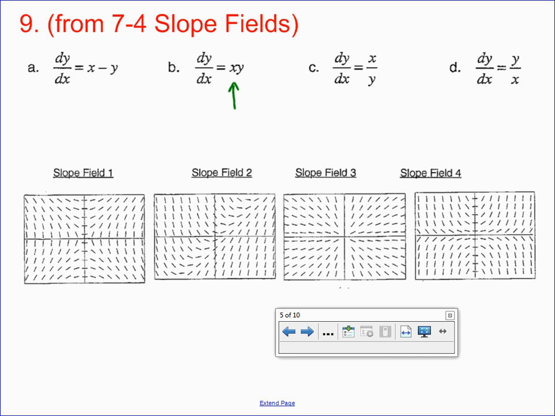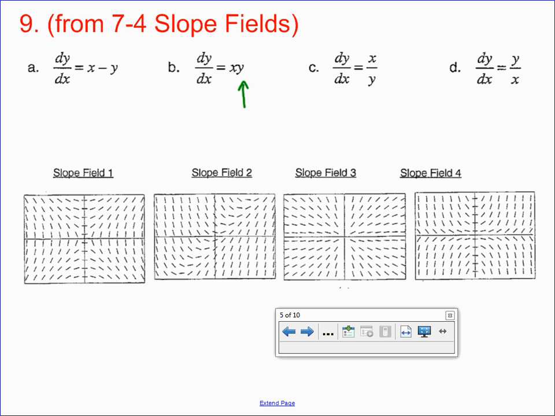Slope field 1 has horizontal tangents with x equals 0. So does slope field 4. So have I got my answer based on that? No. But consider what happens when y equals 0. When y equals 0, then I also have horizontal tangents. So I would expect to see horizontal tangents on the x-axis whenever y equals 0. So which of these slope fields has horizontal tangents on the x-axis and on the y-axis? Riley? Yeah, number 4.